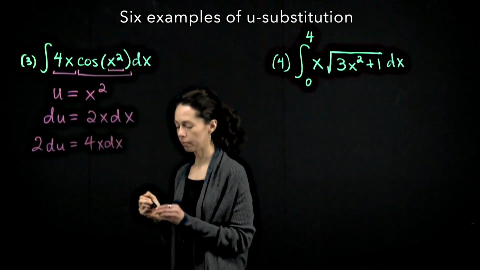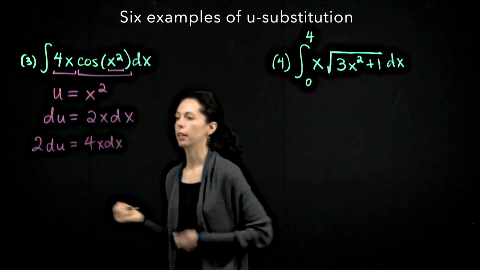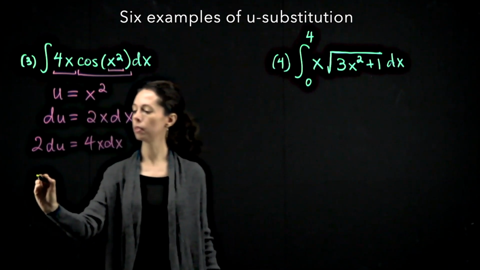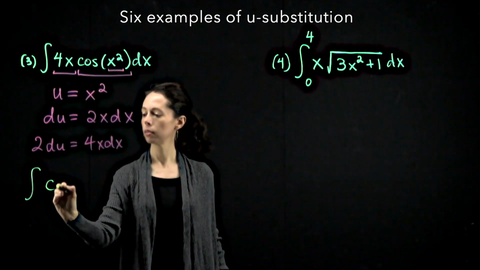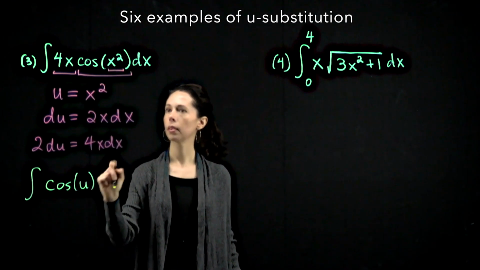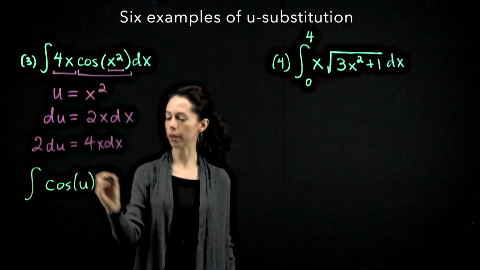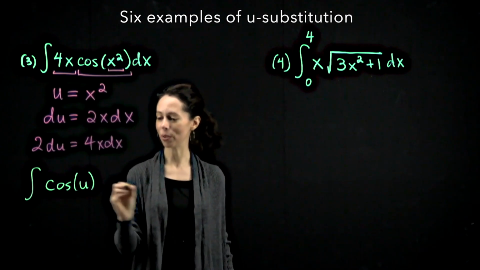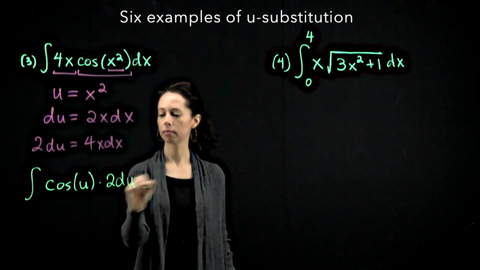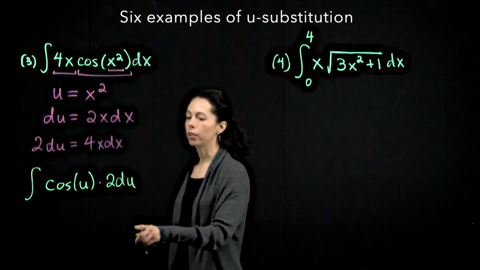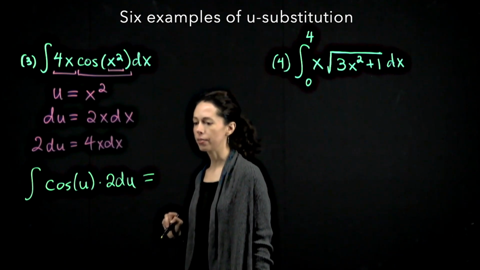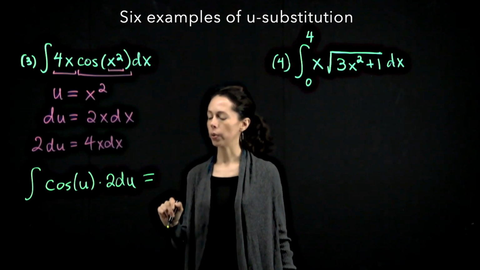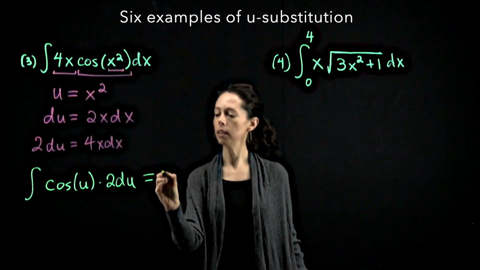Okay, so now we can say that this indefinite integral is going to be cosine of u, and 4x dx gets replaced with 2 du. So this is the indefinite integral of 2 cosine of u du. Let's go ahead and anti-differentiate. That's going to be 2 sine of u plus c.